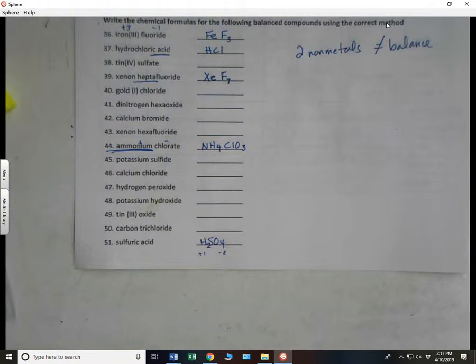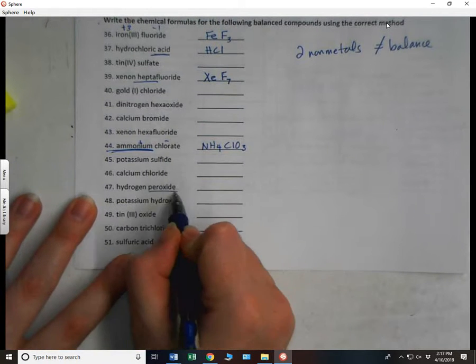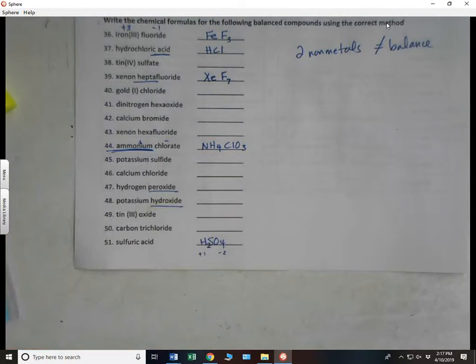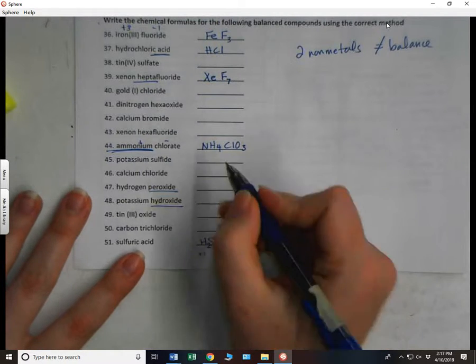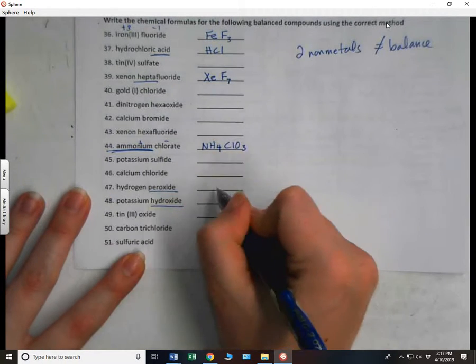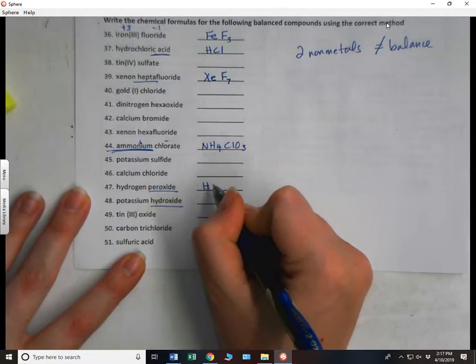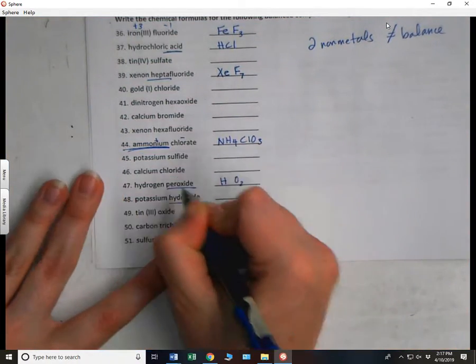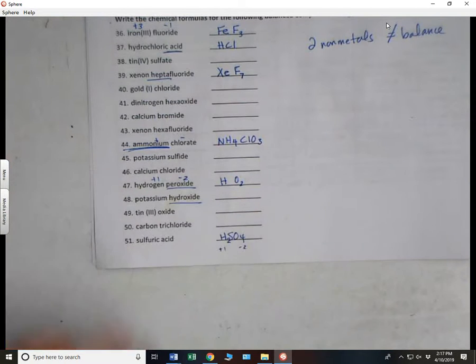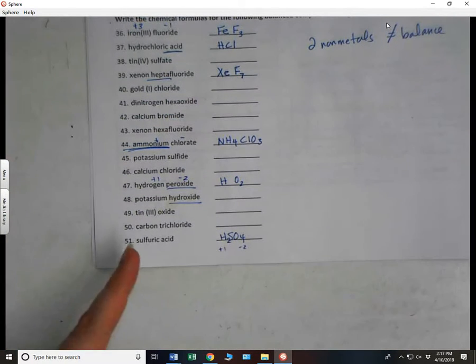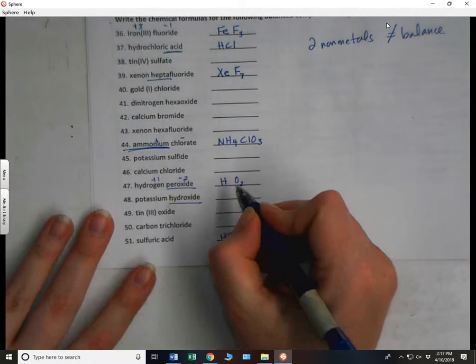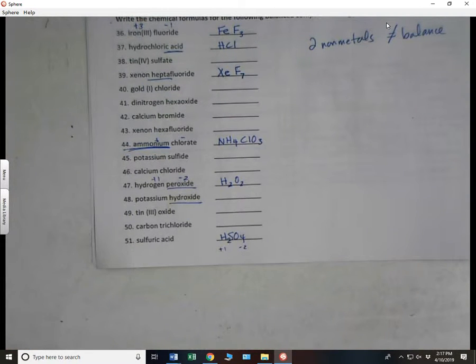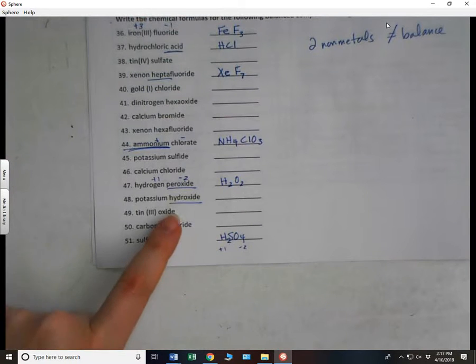So for example, hydrogen peroxide, hydrogen, and peroxide on this table is O2 with a -2 charge, and hydrogen has a +1 charge, so that is not balanced. Hydrogen peroxide is H2O2. And then same thing, the next one, remember that hydroxide is OH, so potassium, which is KOH. +1, -1, so it happens to already be balanced.